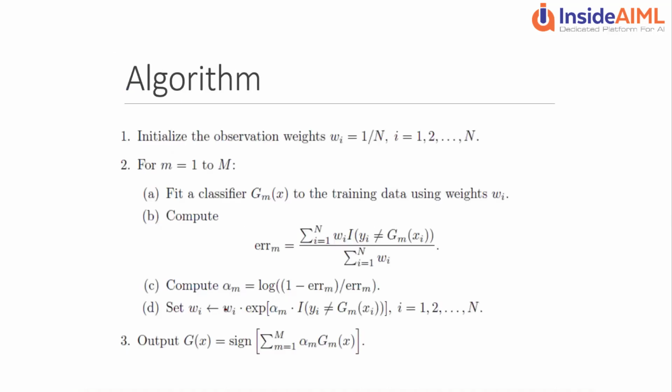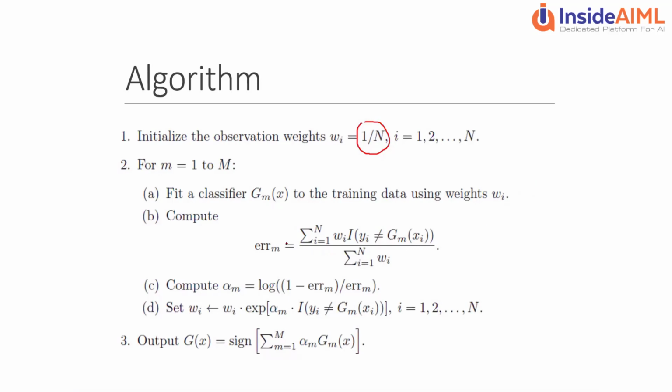Now we are again going into the algorithm part. Initially we give equal weight to all the observations, which is 1 by n. Why 1 by n? If you have 25 observations, all observations get equal weight, which is 1 by 25. And then for m equal to 1 to M, fit a classifier Gm(x) to the training data using wi, so wi needs to be used, and then you compute the error.